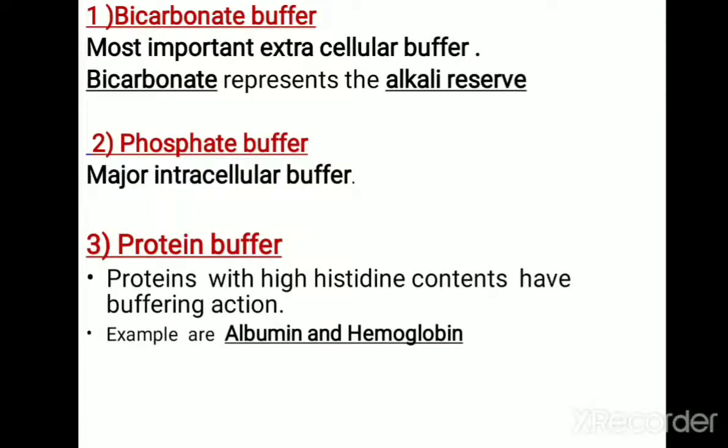Bicarbonate buffer is the major buffer in the extracellular fluid. In case of phosphate buffer, that is the major intracellular buffer. And in case of protein buffer, the buffering activity of this protein is due to the presence of histidine. Histidine is an important amino acid. So those proteins having a maximum amount of histidine residue have buffering activity. Examples are albumin and hemoglobin. This albumin and hemoglobin have high histidine residue.